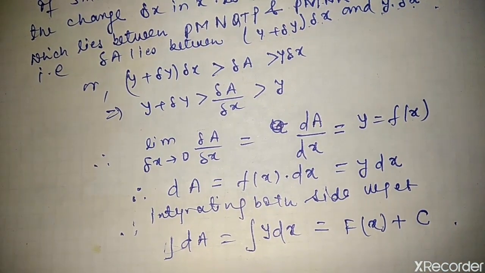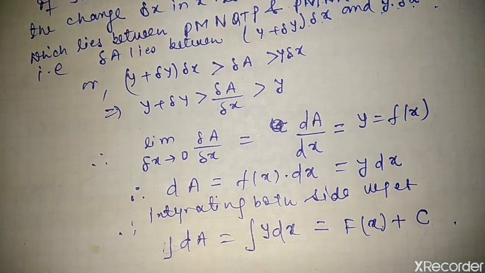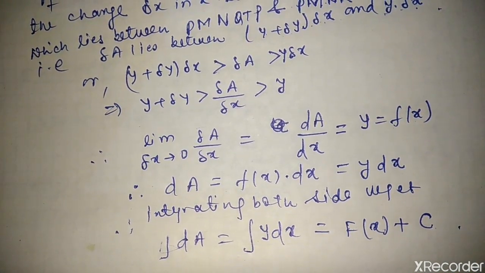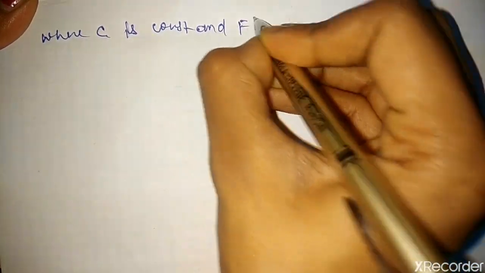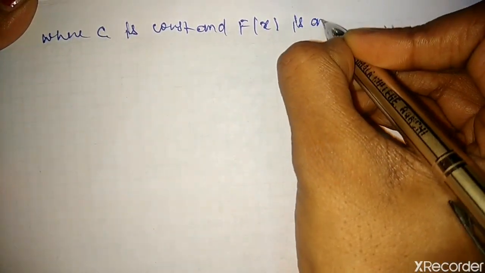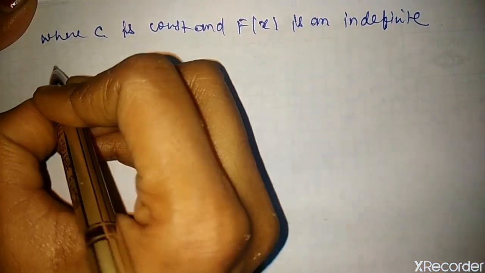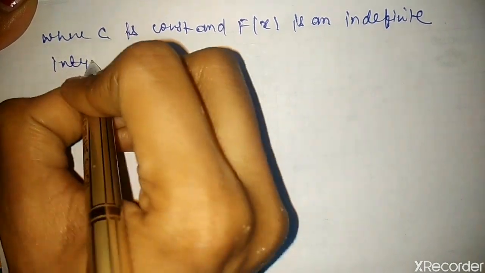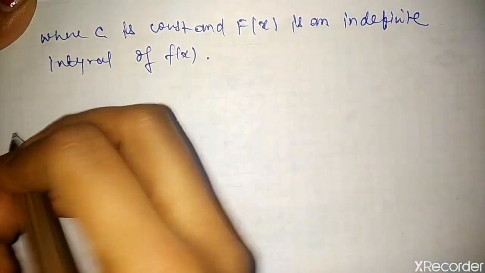Now here is the initial integration constant, so here we have to find the value of c. So to find the value of c, where c is a constant and F(x) is an indefinite integral of f(x).